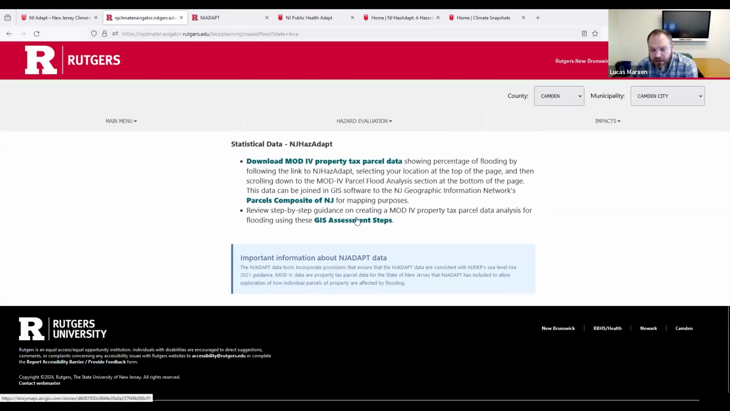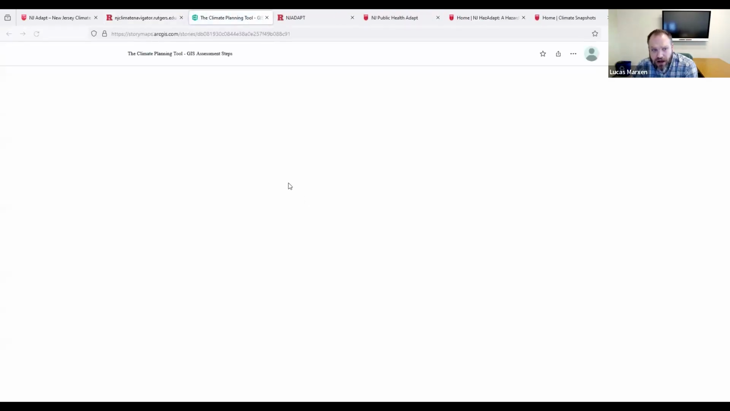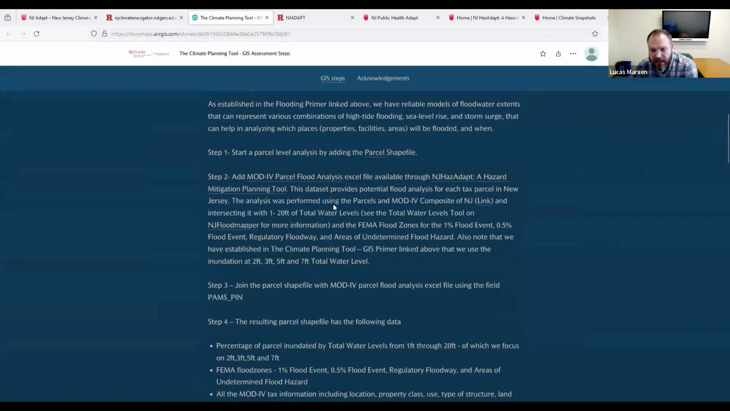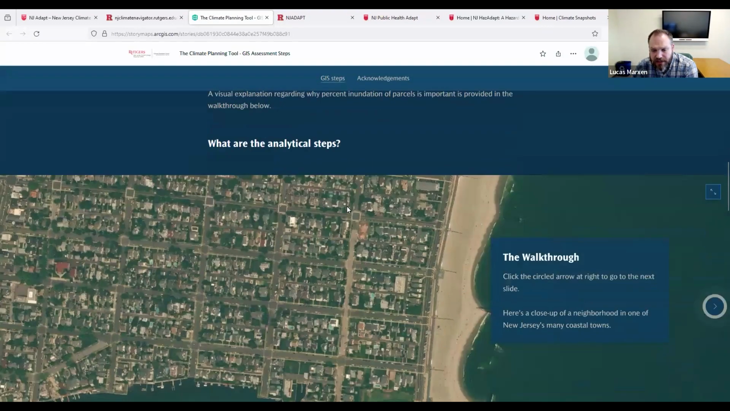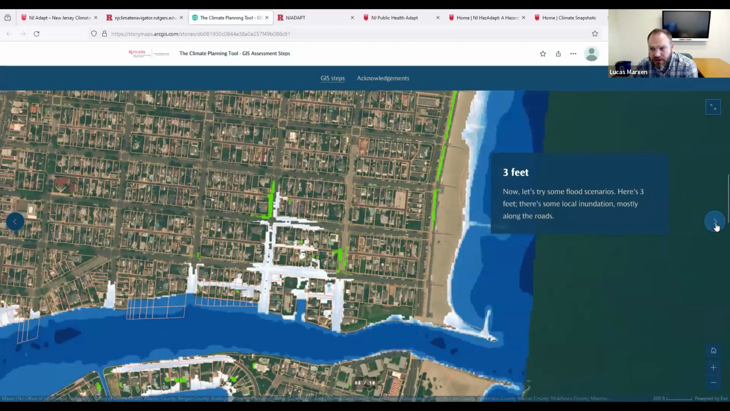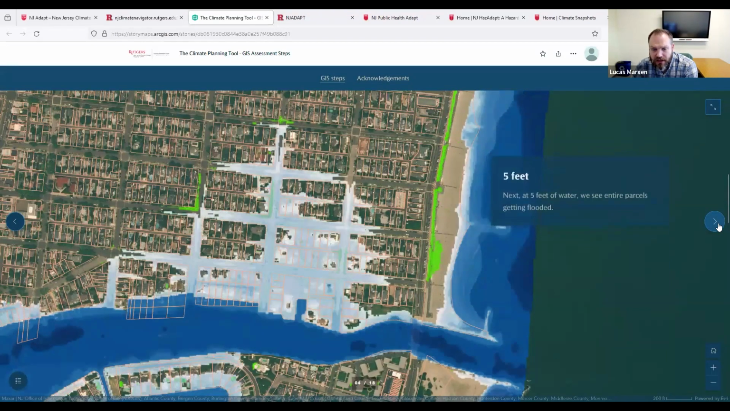We also provide a link out to some GIS story maps that we created to help guide you through some of that process. This is a story map that provides a walkthrough of the GIS assessment steps for doing that parcel level flood analysis. It provides some examples of walking through that, where, as you can see, you add the tax parcels on and look at some of the different flood levels.